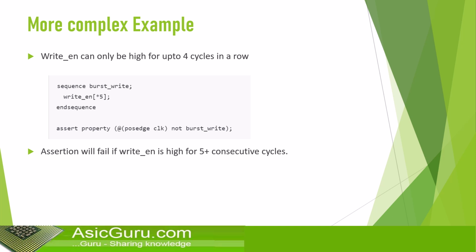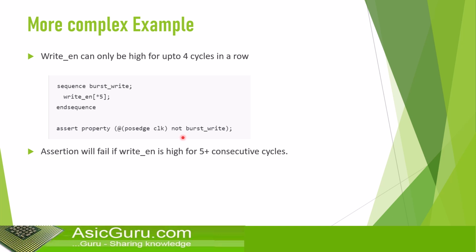So we have one more example which checks a condition where write enable is only allowed to remain high for up to 4 consecutive clock cycles. To check this, we have defined a sequence burst_write. Here we have written a statement like this. If you remember, this is a repetition operator. So it would match when the write enable signal stays high for 5 or more consecutive clock cycles. Then we are asserting that such a sequence must not occur.